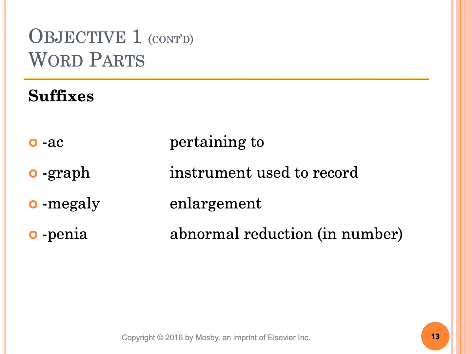What about penia? Penia is the suffix that refers to an abnormal reduction in something. So if we have leukocytopenia, that means we have an abnormal reduction in white blood cells. And lastly, on this slide for suffixes, sclerosis. And sclerosis means the hardening of something.